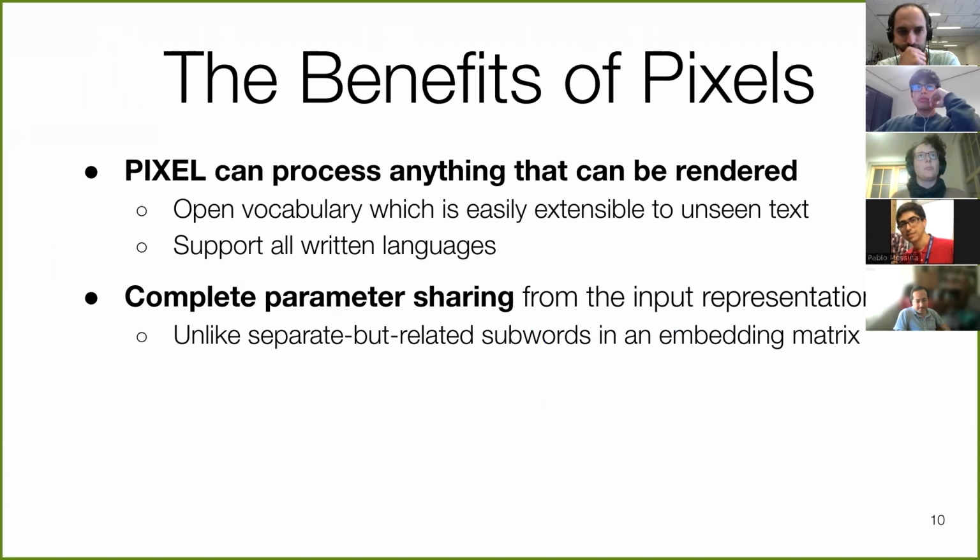So the benefits of pixels are that pixel can process anything that can be rendered. It's open vocabulary, so it's easily extensible to unseen text, and it supports all written languages. It has complete parameter sharing from the input representation, unlike separated or related subwords in an embedding matrix. So it allows similar words to be represented similarly.